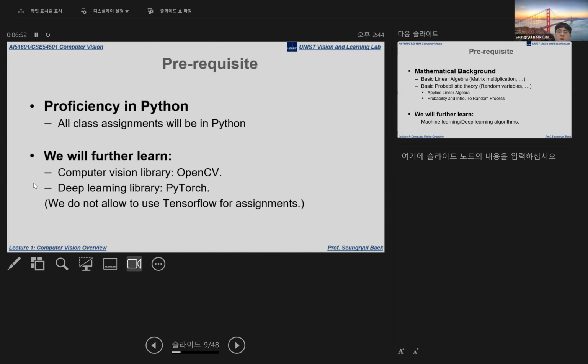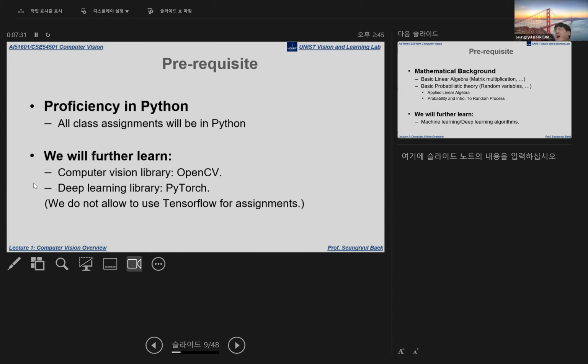And I strongly recommend you to have proficiency in Python. If you don't have any knowledge in Python, then we cannot help you. So please seriously reconsider taking this course if you do not know Python. But if you know Python, based on that, we can help you to further learn about the computer vision library whose name is OpenCV. And also, we may help you to further learn about the deep learning library, PyTorch.